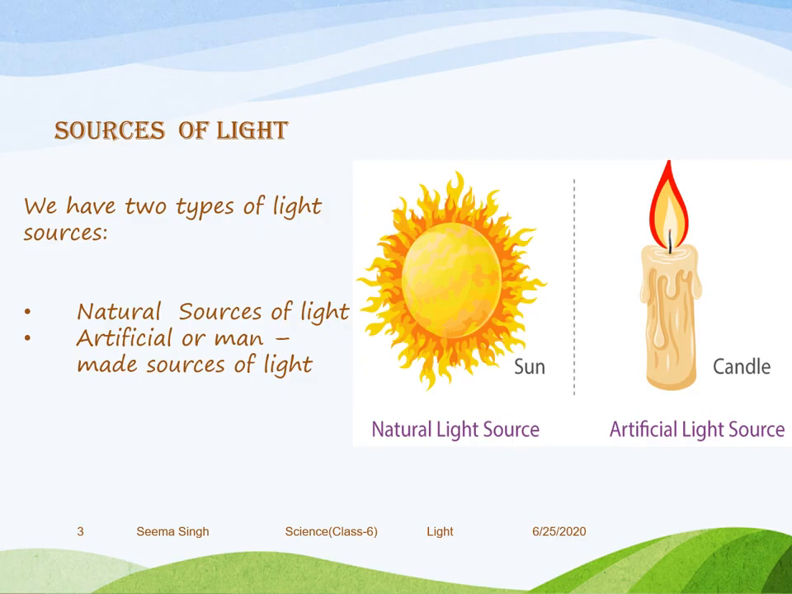Why is it a natural source of light? Because it has the light naturally. It has its inbuilt natural light that it emits. Whereas the second image shows the artificial light source, the candle. Why is the candle an artificial light source? Because it is not natural. It is artificial, or we can say that it is a man-made product, and then it emits the light. It is an artificial form of light. Now let's try to understand these sources of light in detail in our next slides.